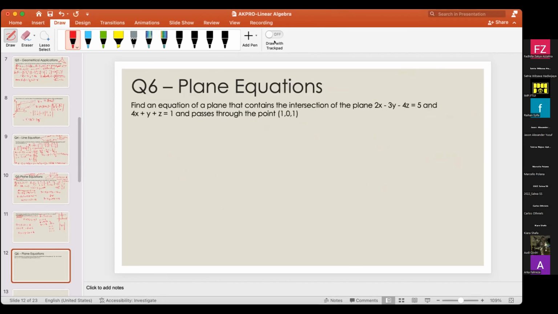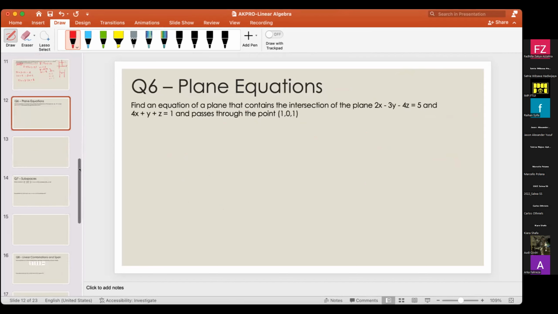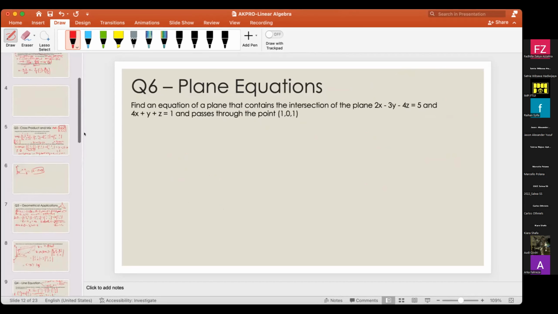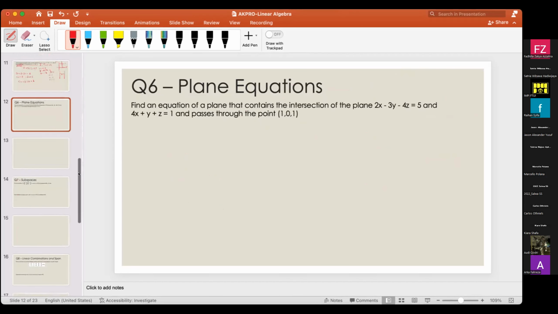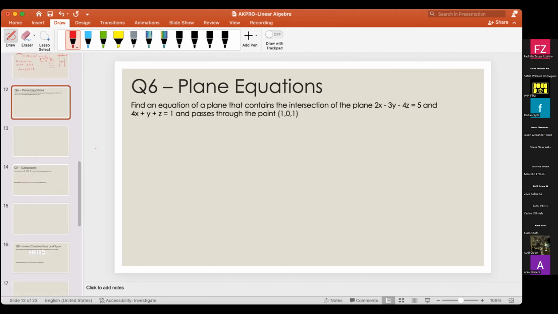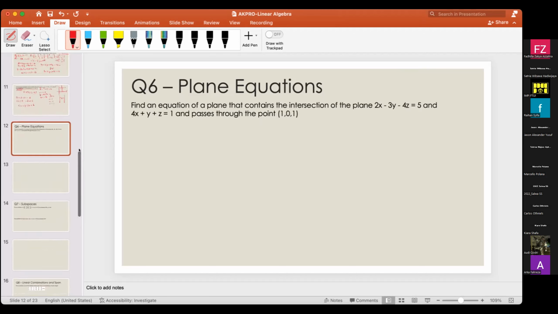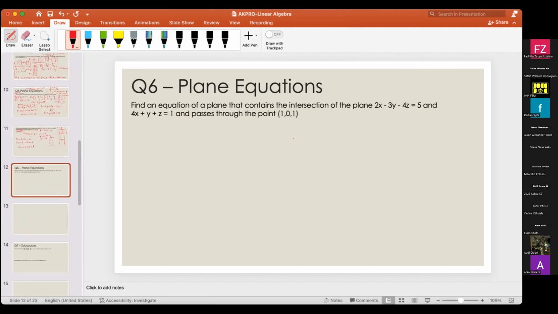would be to solve this equation, and we have this is the last question for plane equations. Next we'll be moving on to the next chapter, which is about vector spaces. And in order to find an equation of a plane that contains the intersection of this plane and this plane, and it passes through this point.